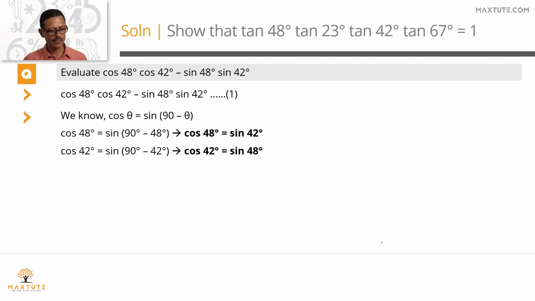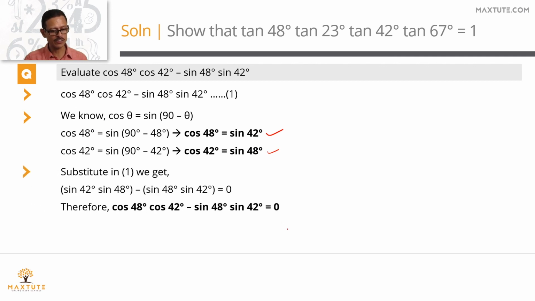Quickly summarize it in a printed form. Cos 48 by trigonometric ratio of complementary angles is sin 42. Cos 42 is a sin 48. We are plugging in the values of cos 48 and cos 42 as sin 42 and sin 48 in equation 1. So value of this expression is equal to 0.